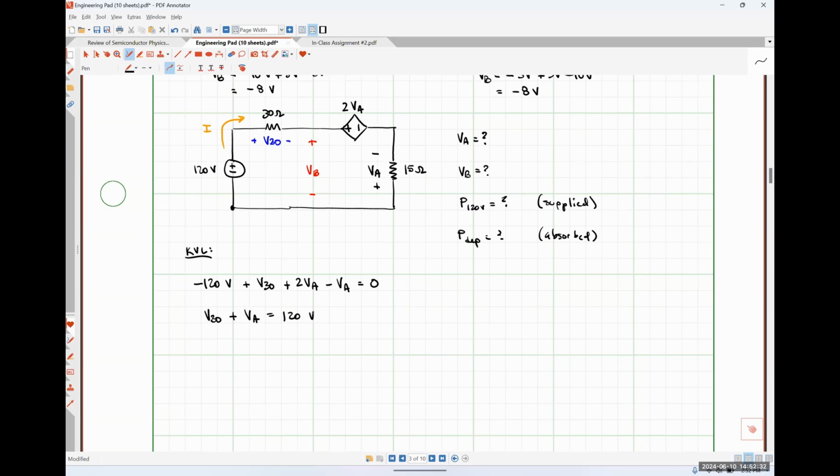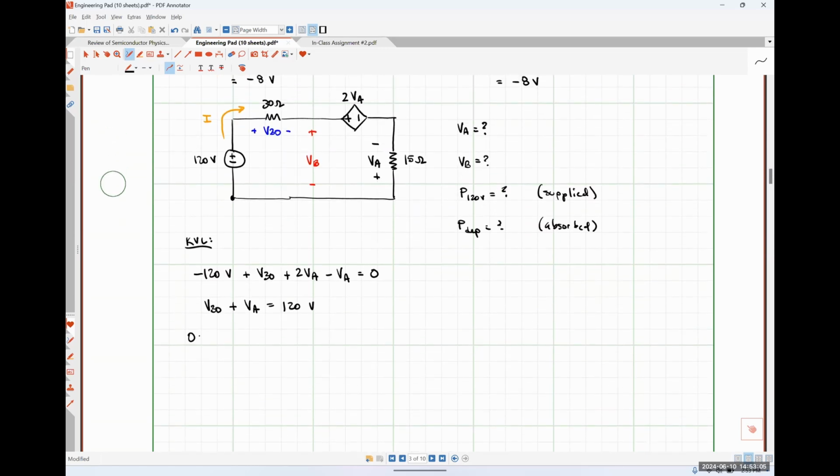All right, so we have a little bit of a problem in as much as we have a single equation, but now we have two unknown quantities, V30 and VA. So in order to sort that out, we're going to wind up using Ohm's law. Ohm's law will allow us to express both of those voltages, V30 and VA, in terms of that current I that's circulating around the circuit. Okay. So let's make a note here. So here's where our Ohm's law equations are going to be.